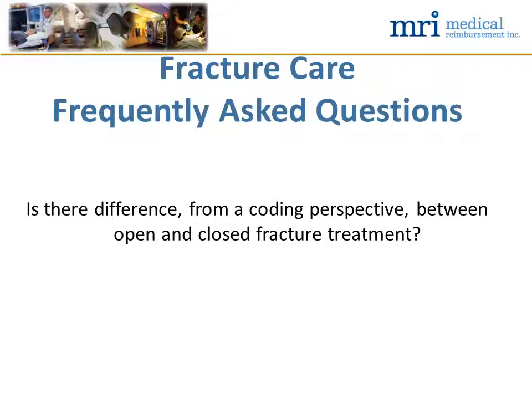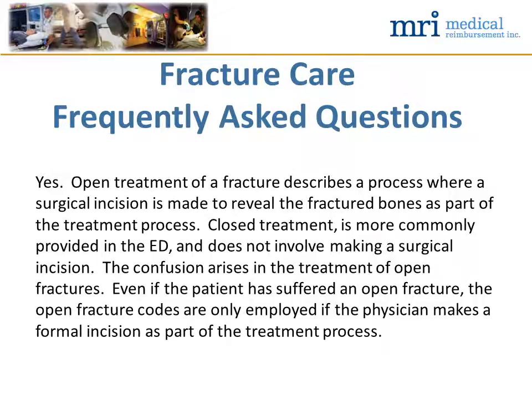Is there a difference from a coding perspective between open and closed fracture treatment? Absolutely. Open treatment of a fracture describes a process where a surgical incision is made to reveal the fractured bones as part of the treatment process. Closed treatment, which is more commonly provided in the emergency department, does not involve making a surgical incision.